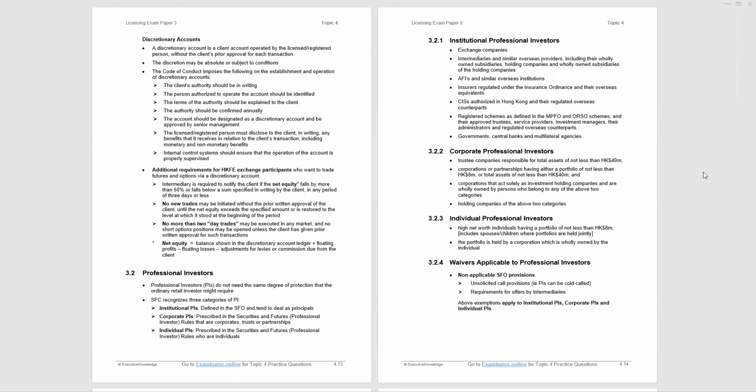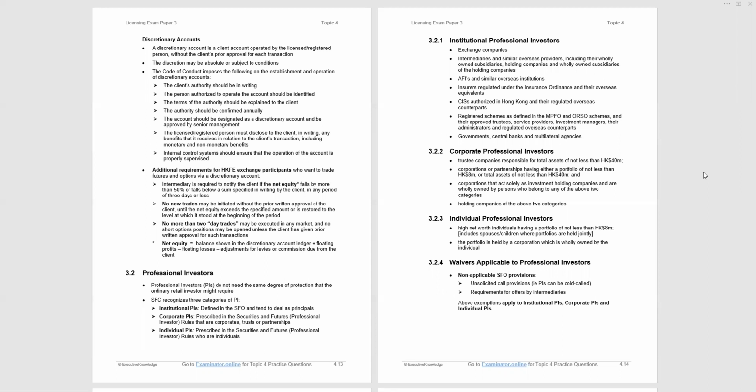Now, I would highlight the next few points because this again is specific to paper 3, and it reads middle of the page: additional requirements for Hong Kong Futures Exchange participants. The exchange participants are licensed corporations, registered institutions that are participants of the exchange. They have the right to use the trading systems directly.